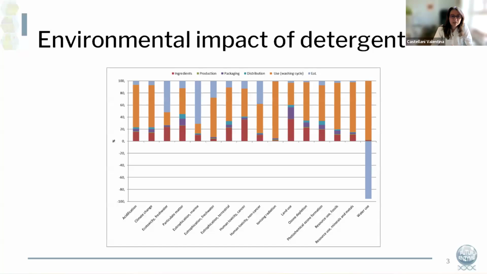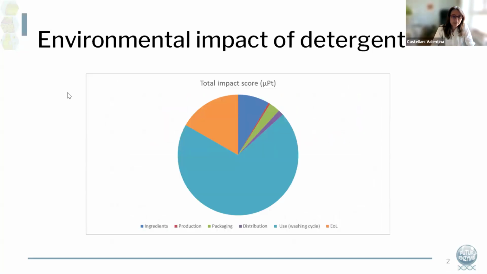The reason behind this result is that, as you may imagine, the washing cycle includes the use of energy and the use of water. But here it is the use of energy that is mostly driving the impact. And Sarah, if you can go to the next slide.